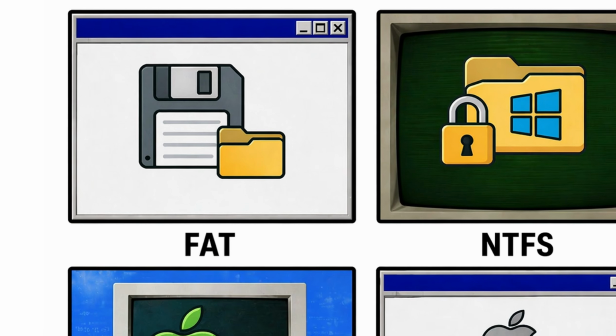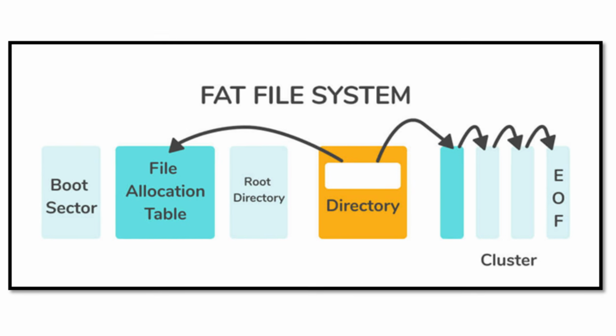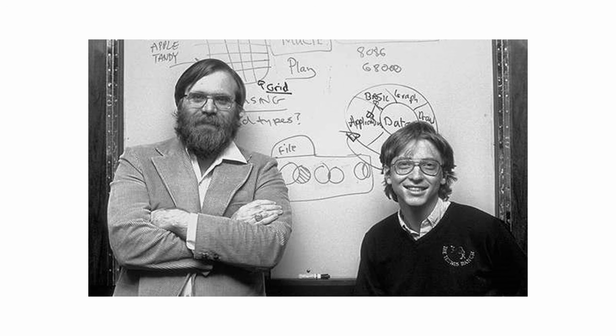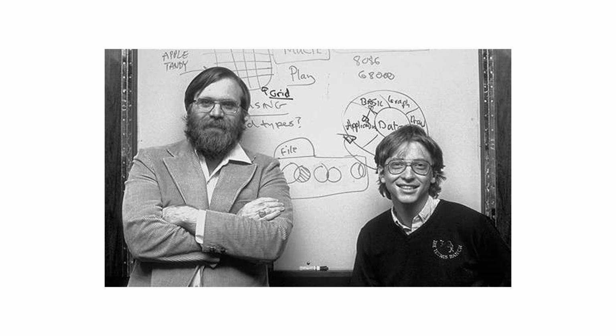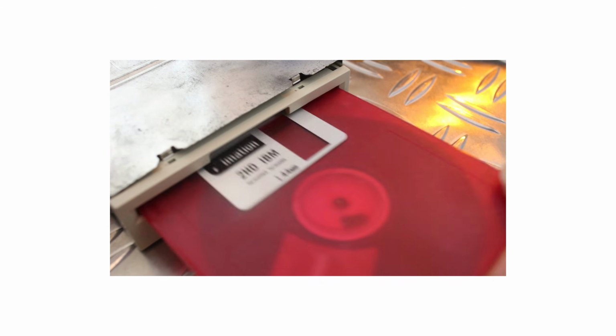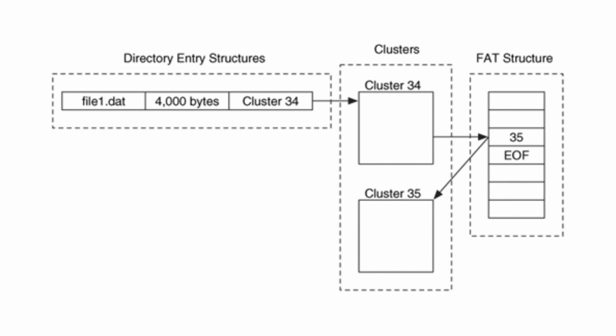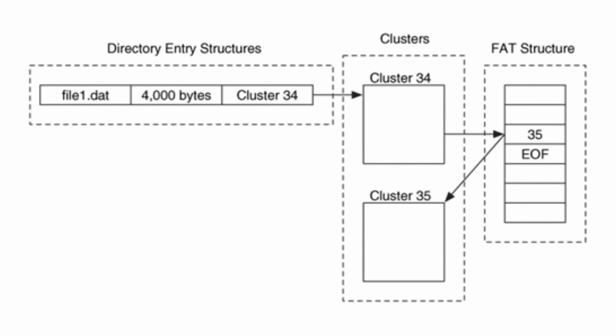Number 1. FAT, File Allocation Table. FAT was actually built back in 1977 by the Microsoft founders Bill Gates and Marc McDonald for Microsoft's early disk operating system. The problem that was being faced was simple. Floppy disks had no built-in way to track the files that were on them. So they needed a standardized map, and the FAT system solved it efficiently.